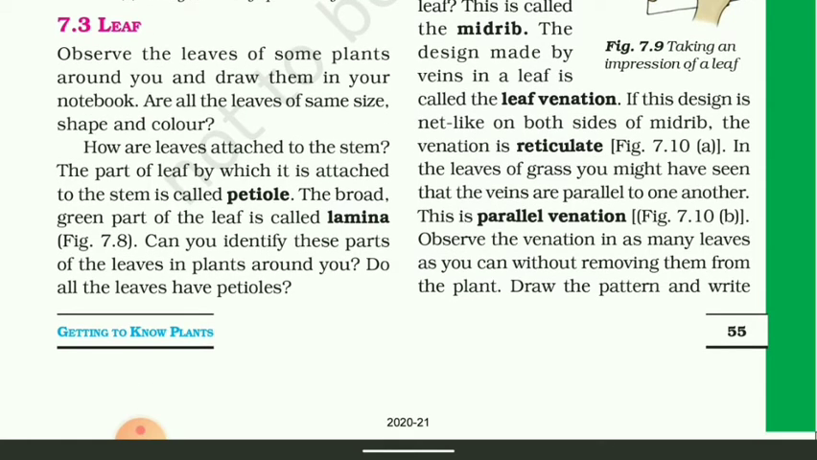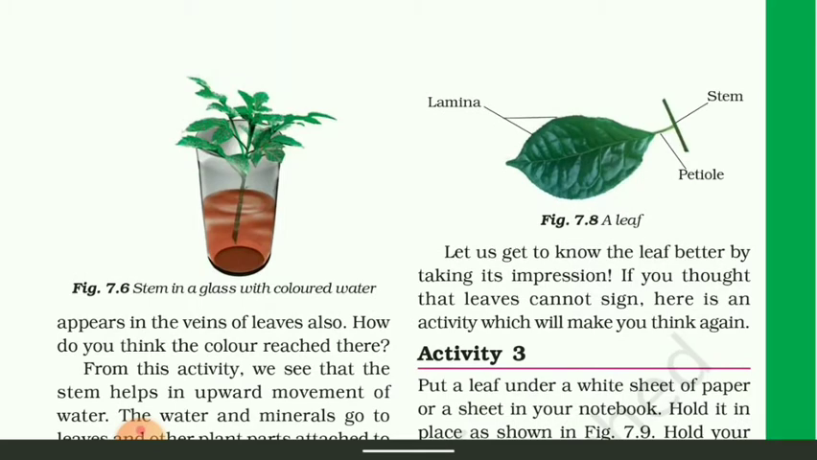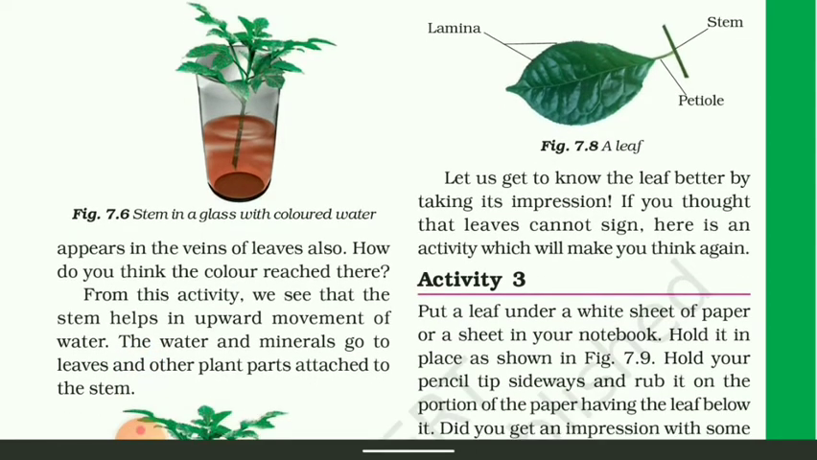The part of the leaf by which it is attached to the stem is called petiole. The broad green part of the leaf is called lamina. Can you identify these parts of the leaves in plants around you? Do all the leaves have petioles? So this is a leaf, figure 7.8: lamina, stem, and petiole. Let us get to know the leaf better by taking its impression.